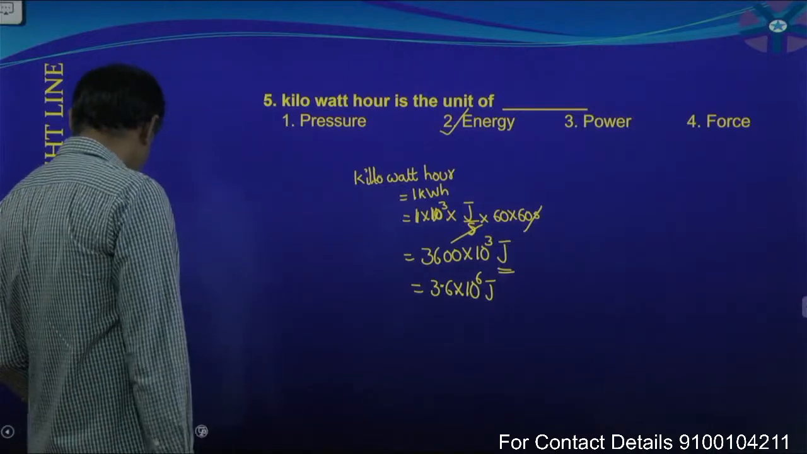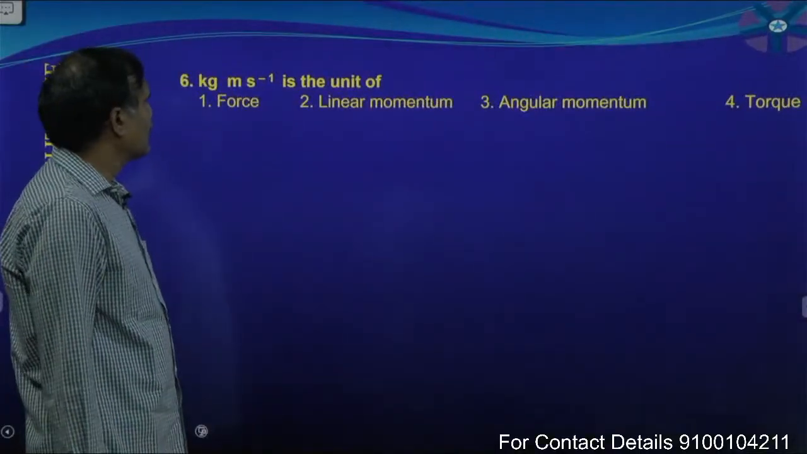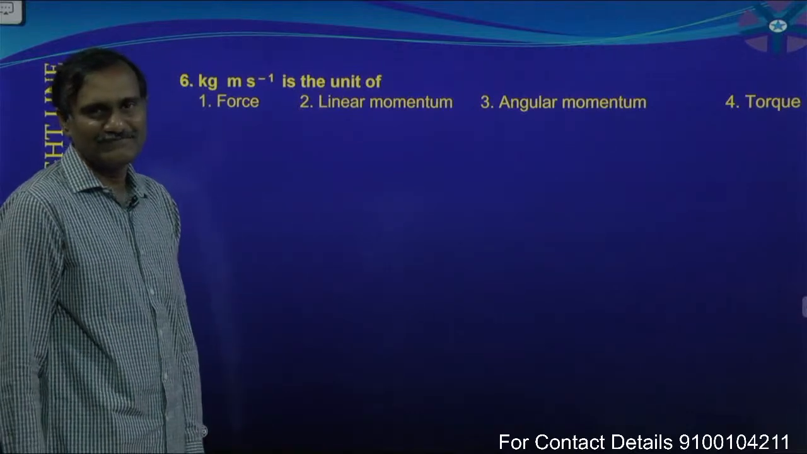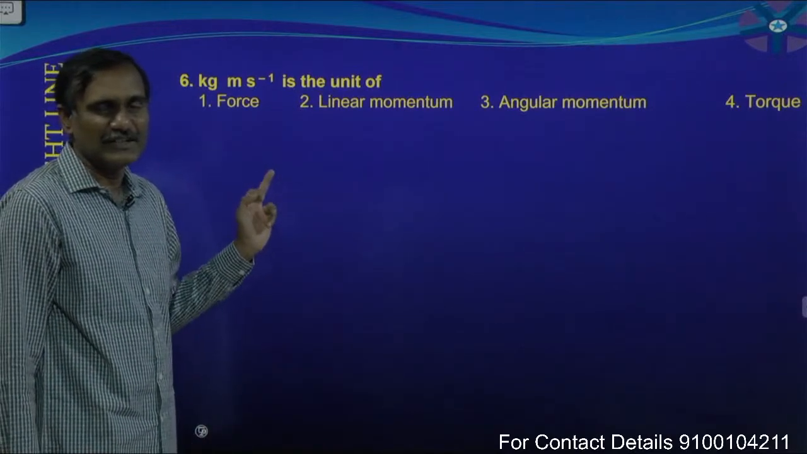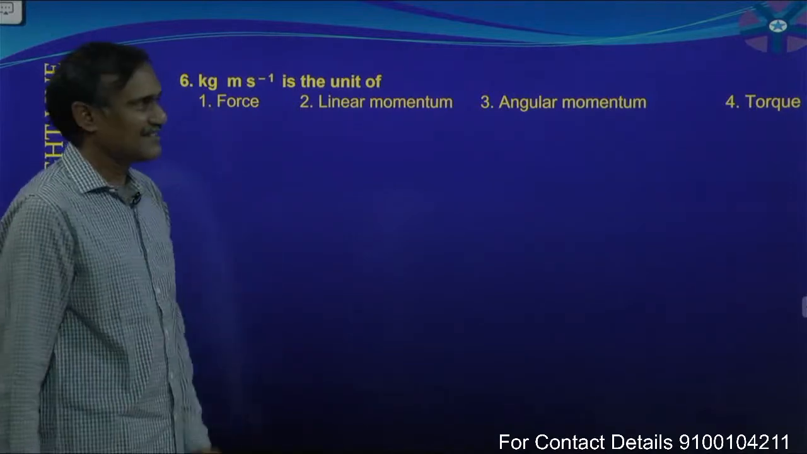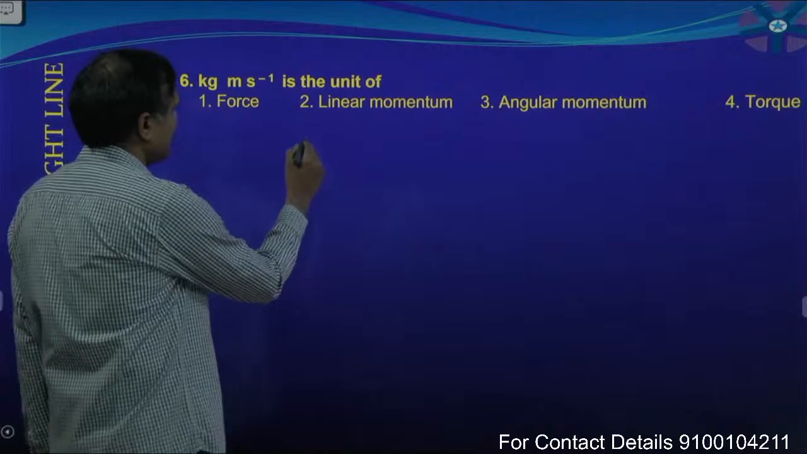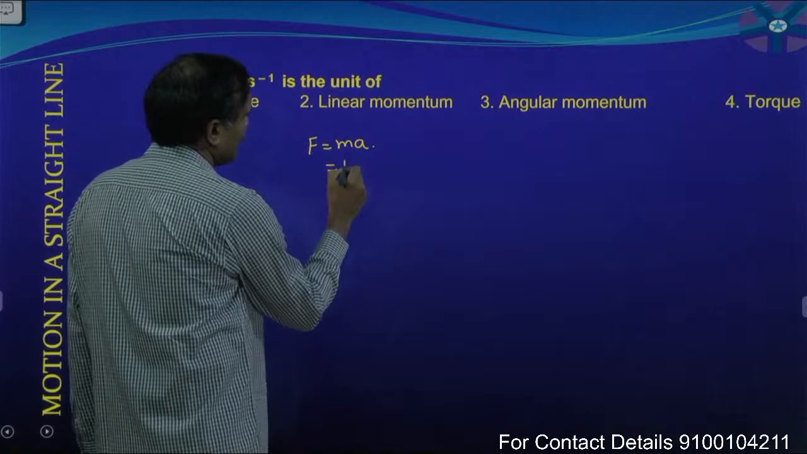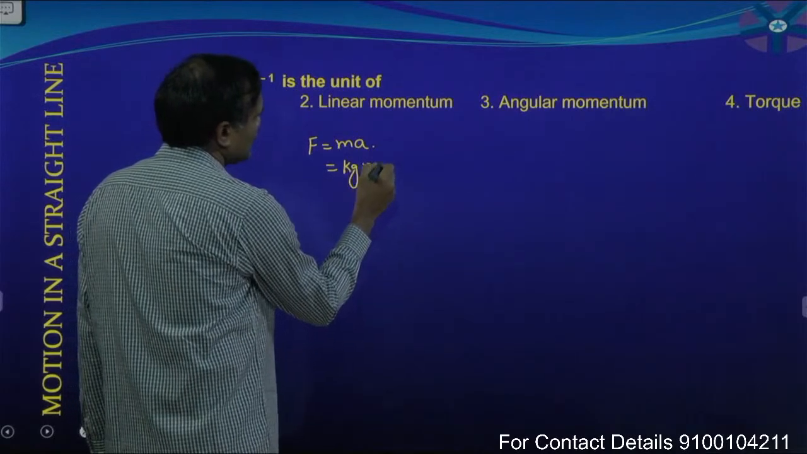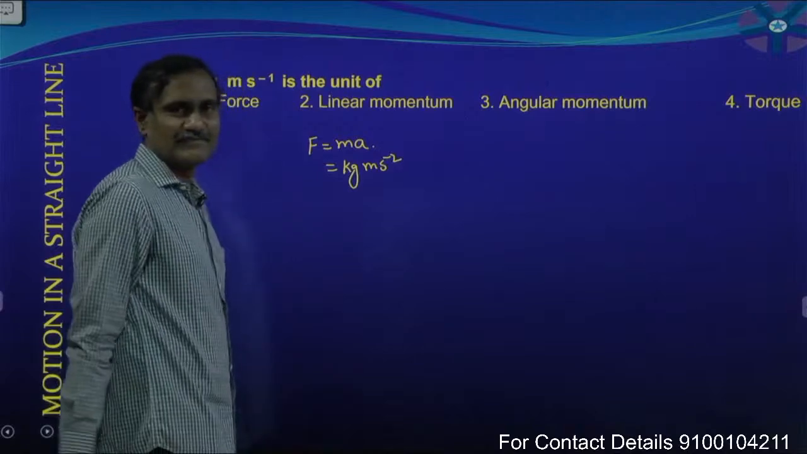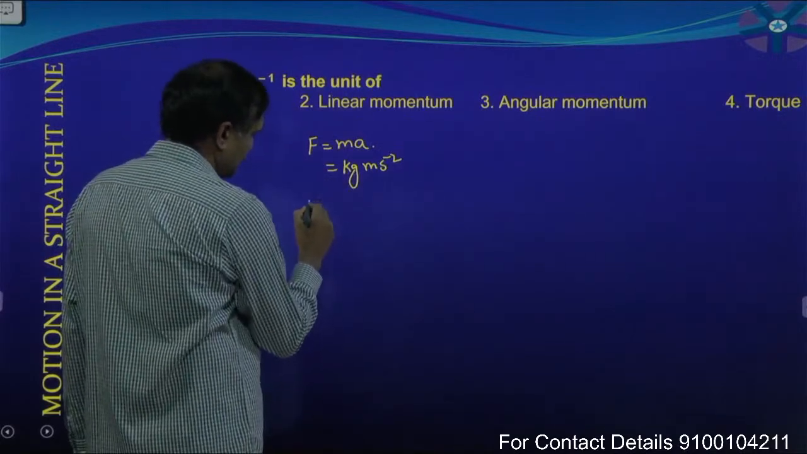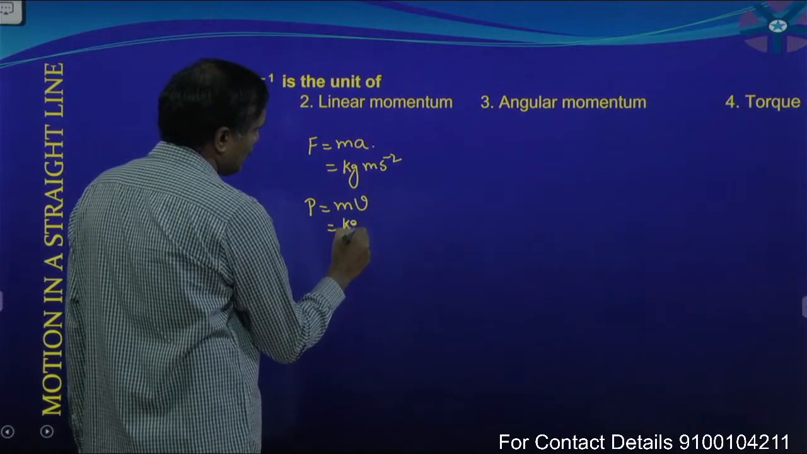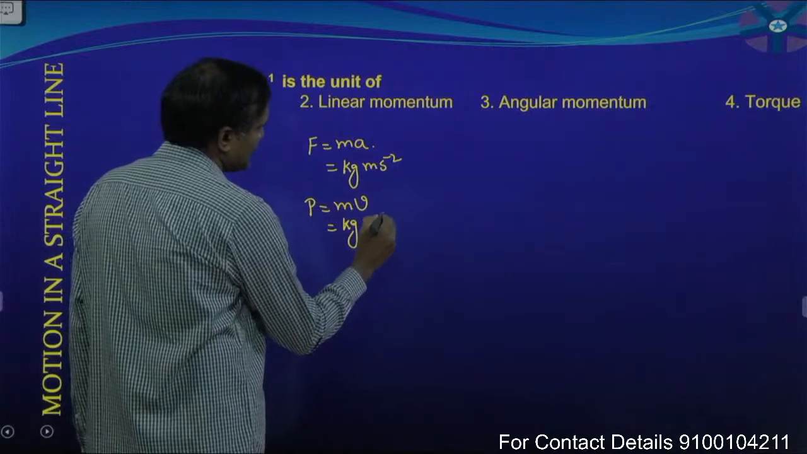Okay, next one. Kg meter second inverse is the unit of... Already in your 9th standard you know about that. Force. What is meant by force? F is equal to ma, m in kg, a in meter second power minus 2. Linear momentum, mv, m is kilogram, v is meter second inverse.